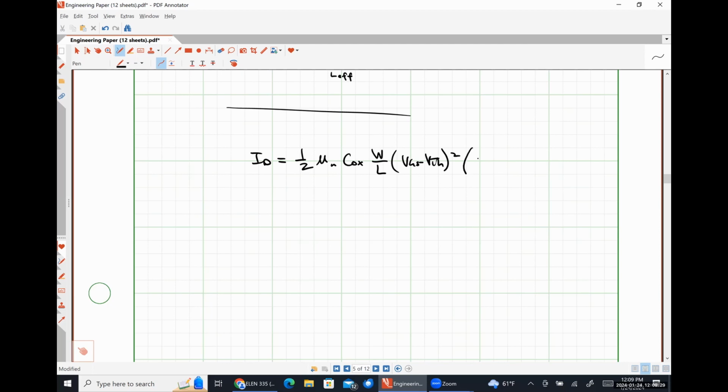Now, we take into account this scaling with the quantity 1 plus lambda times VDS, where this lambda parameter is the channel length modulation coefficient. And all it's saying is it's a ratio of the effective length of the channel to the actual length of the channel. So like how it scales.